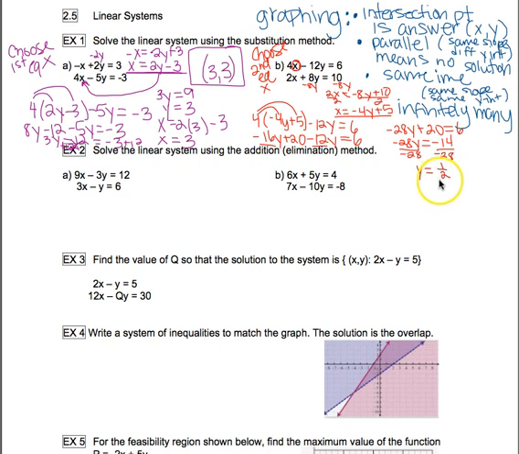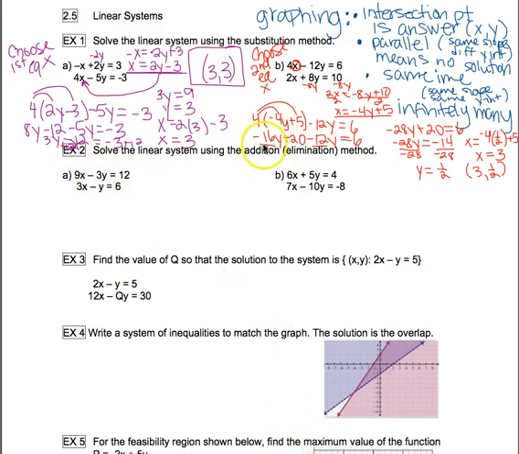Now I go and I plug that y in right up here. So x equals negative 4 times 1/2 plus 5. So half of negative 4 is negative 2. Negative 2 plus 5 is 3. So that means that in this case, I'm going to get 3, 1/2 as my ordered pair.